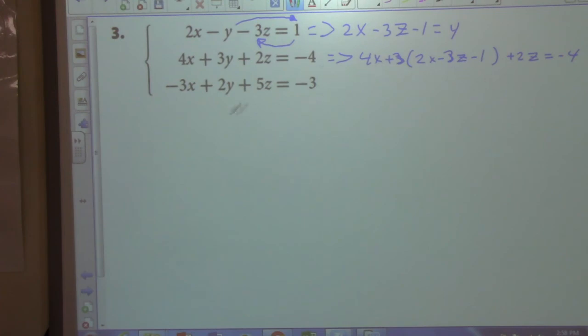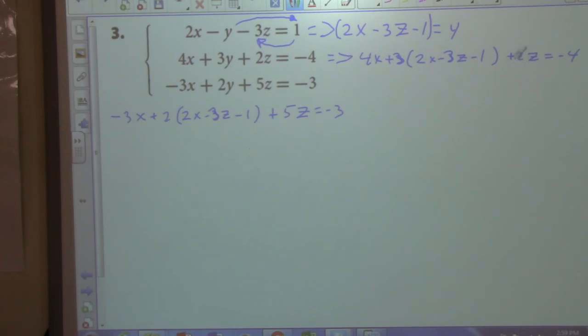And then I'm going to do the same thing with this equation here. So I'm going to take negative 3x plus 2, leave that open parentheses gap here, plus 5z is equal to negative 3. So I'm going to put that right in here, which is 2x, and I'm going to put this in parentheses up here, of 2x minus 3z minus 1, so that's 3 right there. Okay?